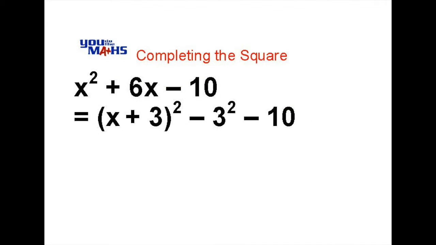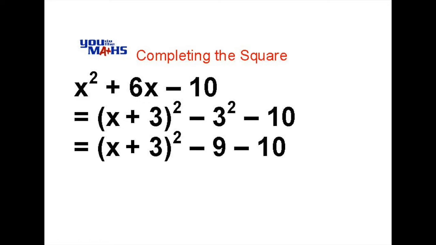We then simplify this to get our final answer. We can see that 3 squared is 9. At the end of the expression, by subtracting 9 and subtracting 10, that gives us subtract 19 outside the bracket. So our final solution, since we've now completed the square, is x plus 3 in brackets all squared minus 19.